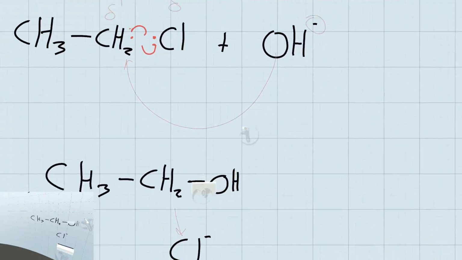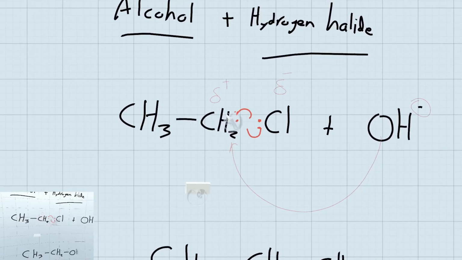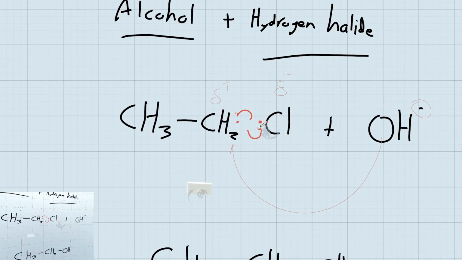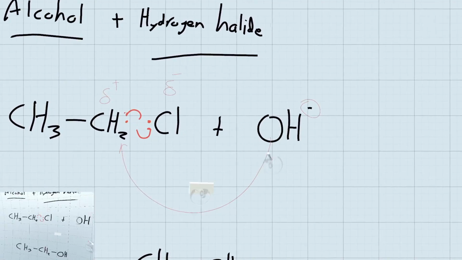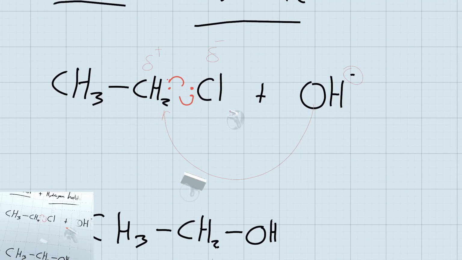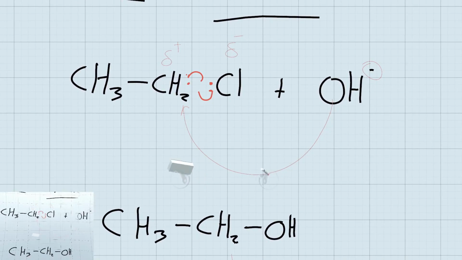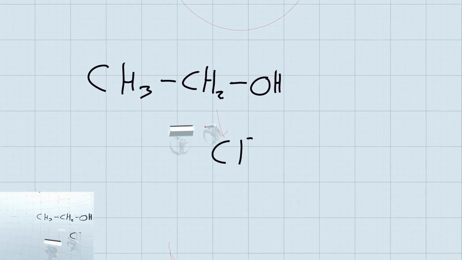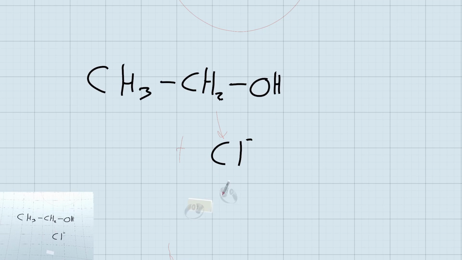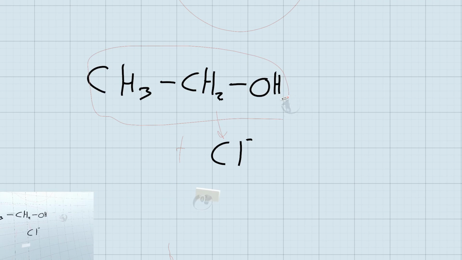Sweet. So we start off with this bond here. We break that bond. We then add our hydroxide to our carbon, and then the chlorine just travels off on its own merry way. Right? So this gives us this at the end of the day. We've got our alcohol. This molecule here is ethanol.